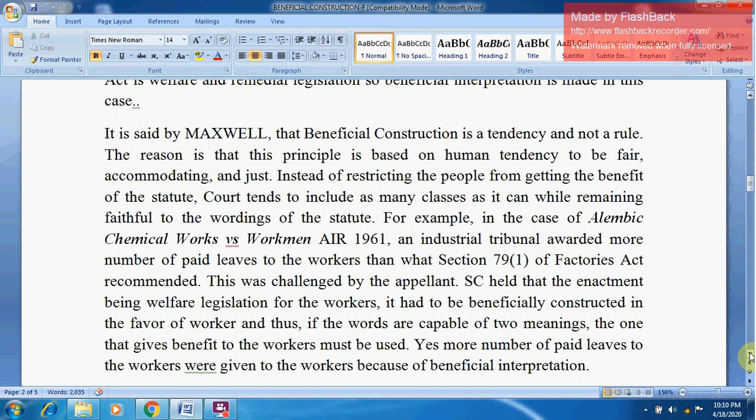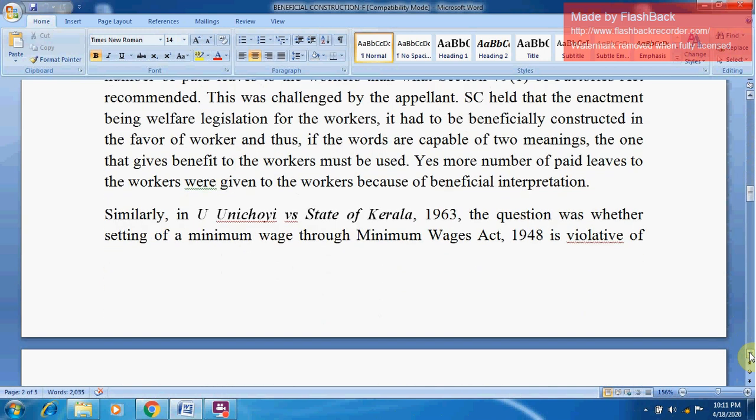For example, in the case of Alembic Chemical Works versus Workman, an industrial tribunal awarded more paid leaves to the workers than what Section 79, Sub-clause 1 of the Factories Act recommended. This was challenged by the appellant. The Supreme Court held that the enactment being welfare legislation for the workers, it had to be beneficially construed in favor of the workers, and thus, if the words are capable of two meanings, the one that gives the benefit to the workers must be used. Yes, more paid leaves were given to the workers because of the beneficial interpretation or beneficial construction by the court.